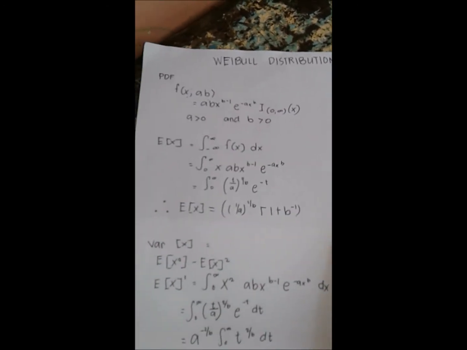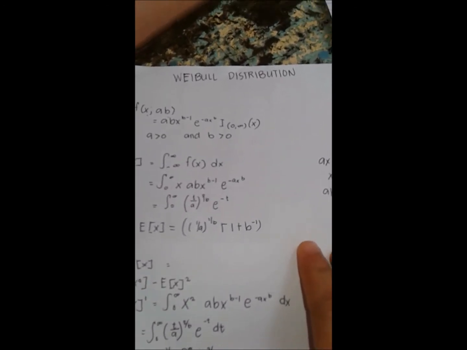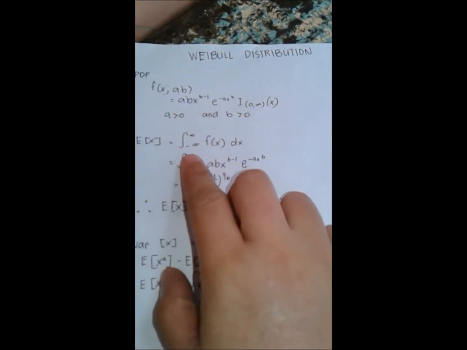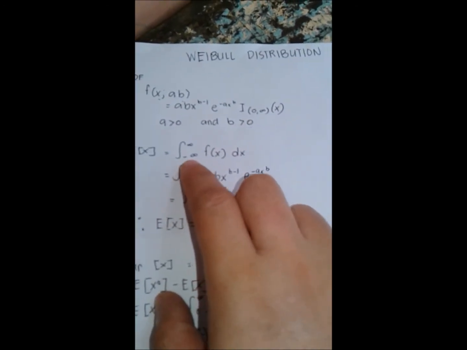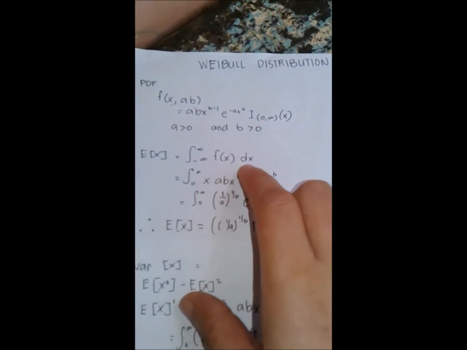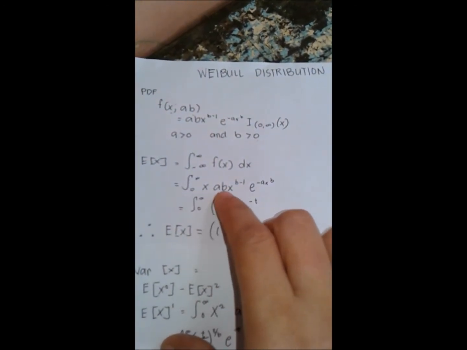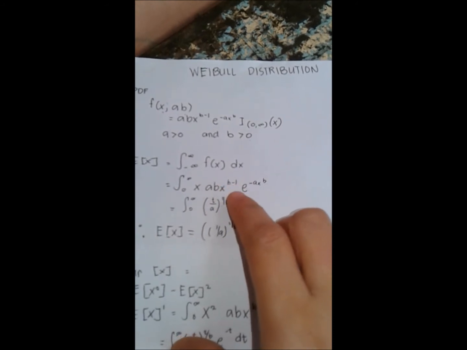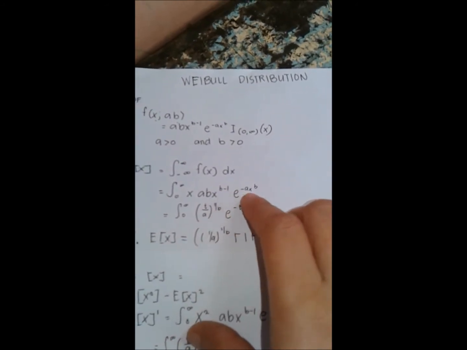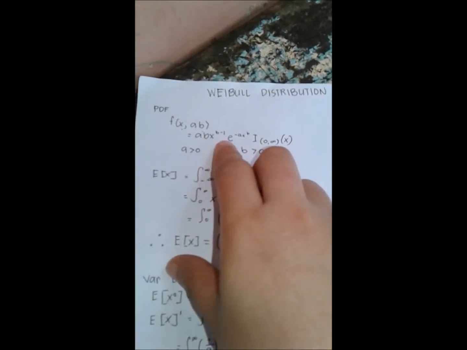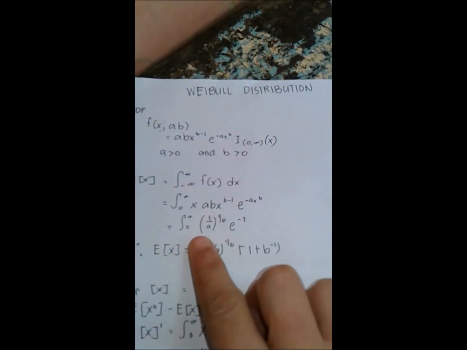And to prove this one, we have to get the mean and variance of a Weibull distribution, which is in Theorem 6.3. So by getting the mean, we integrate from negative infinity to positive infinity x times f of x dx. So we have here x times abx to the power of b minus 1 e to the negative ax raised to the power of b integrated from 0 to infinity, which is given here in this density function.